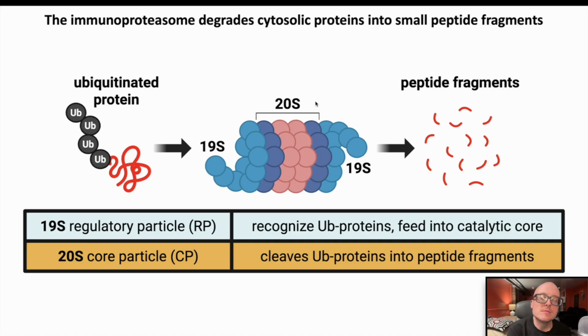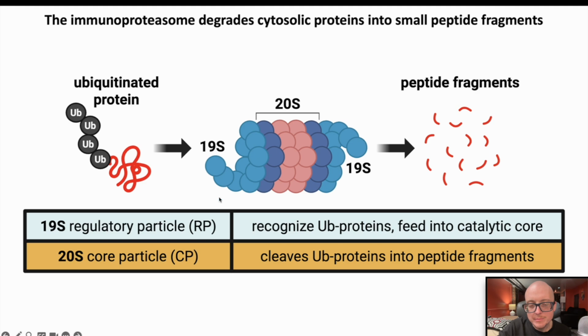I said that endogenous antigens are derived from cytosolic proteins that have been ubiquitinated, and you can see an example of that here, some kind of protein with a bunch of ubiquitin sticking off the end. They are going to be degraded by the immunoproteasome, which has two distinct components. A 19S regulatory particle, or RP, which forms the caps of the immunoproteasome, as you can see. These 19S cap structures are important for recognizing ubiquitinated proteins, pulling them in, binding to them, and then also threading the polypeptide chain into the core of this complex.